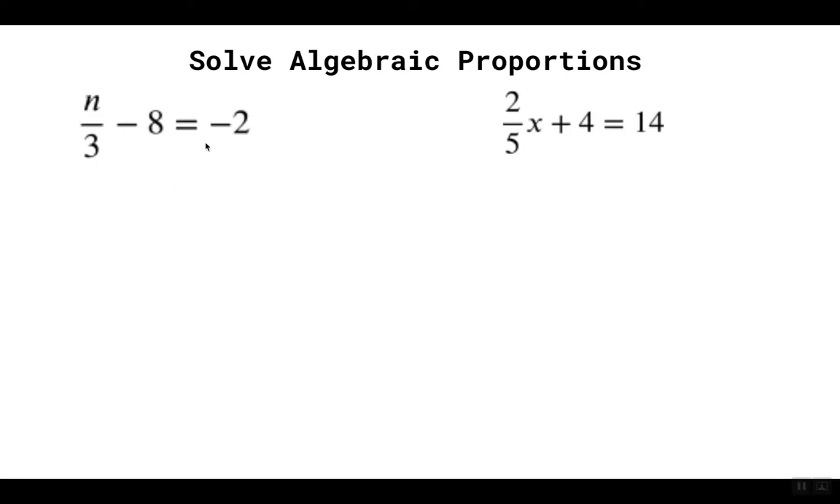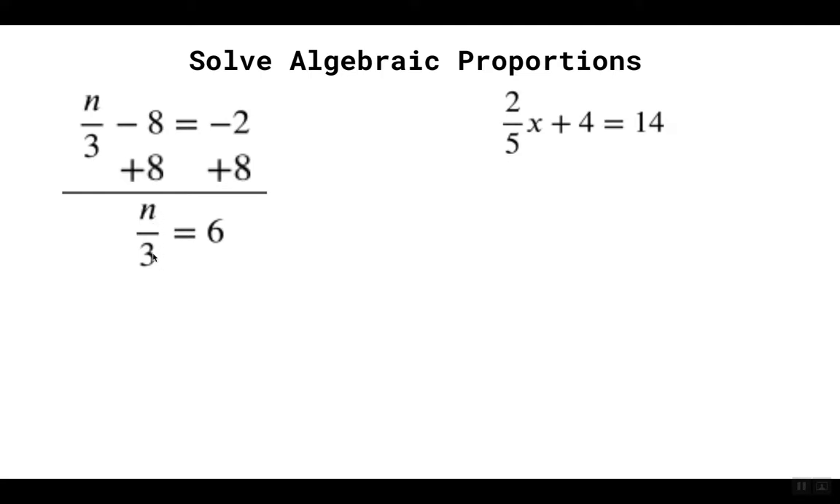Okay, first one here, I have n over 3, but that's a fraction bar, remember, and fraction bar means division, minus 8 equals negative 2. This is a two-step equation. Instead of multiplication over here, which is what we're used to seeing, though, we have this division. So it's the same way. We're going to take care of that minus 8 first, the inverse operation. We're going to add 8 to both sides, and we're going to end up with n over 3, or n divided by 3, equals 6.